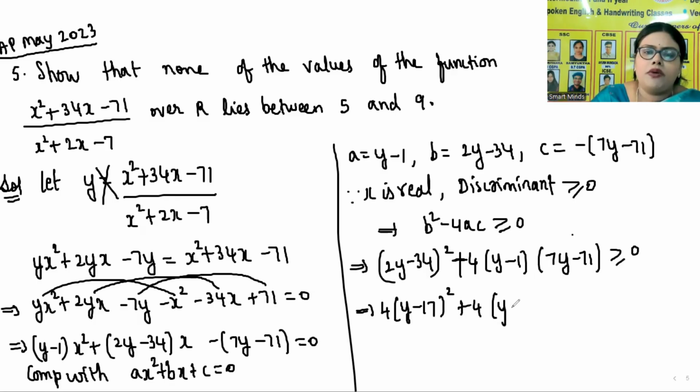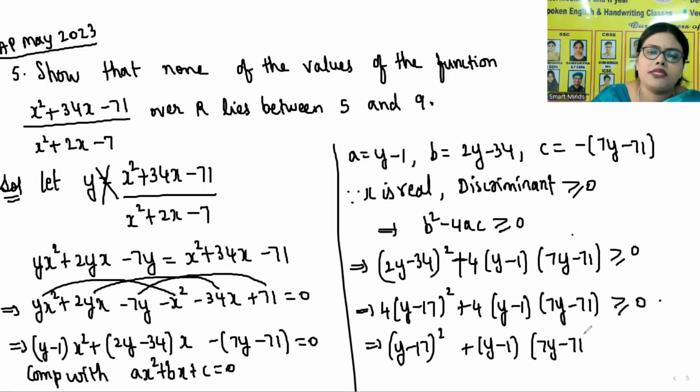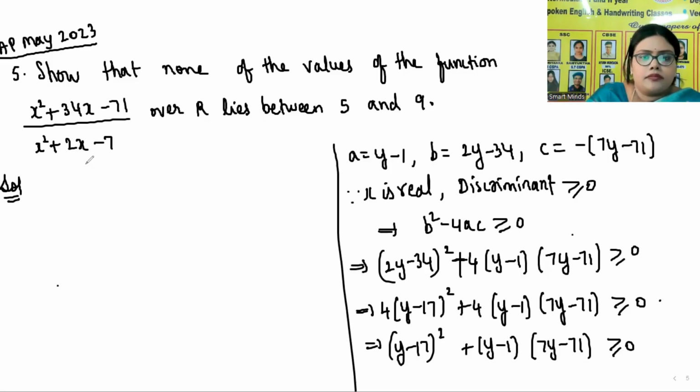Plus 4 into (y minus 1) into (7y minus 71) is greater than or equal to 0. Now we can take 4 common from both the terms. So we are left over with (y minus 17) whole square plus (y minus 1) into (7y minus 71) greater than or equal to 0. Now we shall simplify this further.